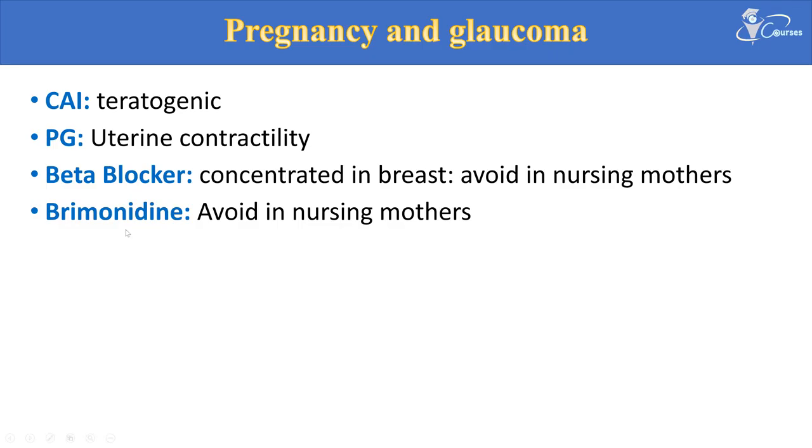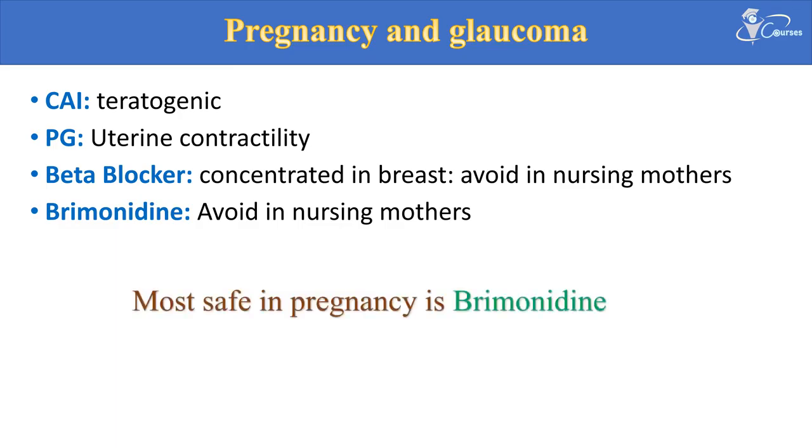So what should we give? If a mother has glaucoma and she is pregnant, the best option is laser treatment, selective laser trabeculoplasty. It will be better. Or, if we want a medication, the safest in pregnancy is brimonidine. This is the safest among all the other drugs.